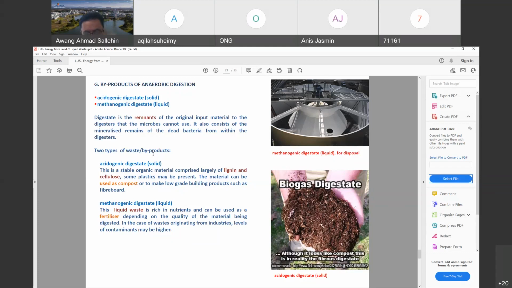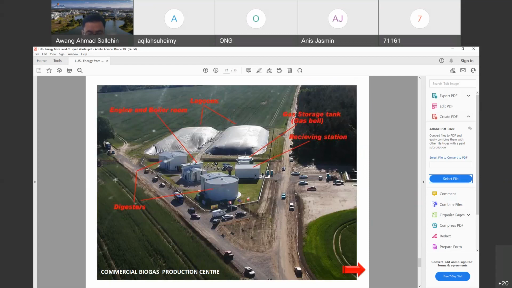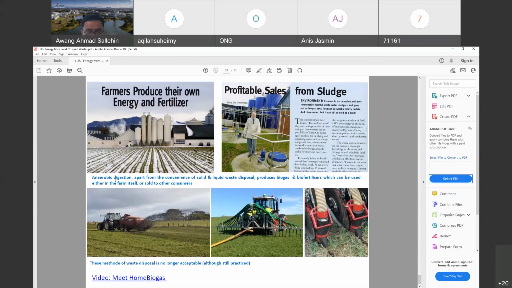Then you also have the methanogenic digestate, the liquid. This one is rich in nutrients, and it can be used as biofertilizer, which is rich in nitrogen, phosphate, as well as potassium. This is an example of a commercial biogas production center, huge, industrial scale, normally placed nearby the resources. Farmers produce and use their own energy and fertilizer production.